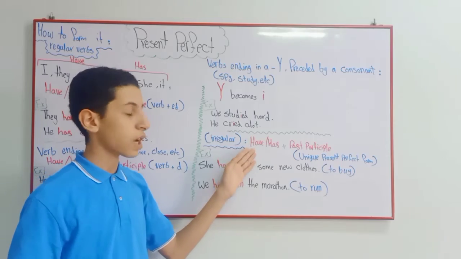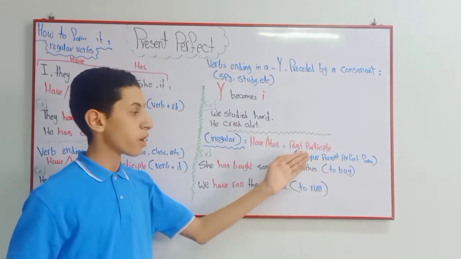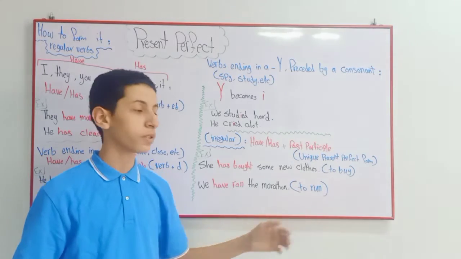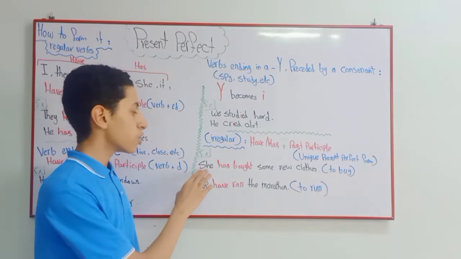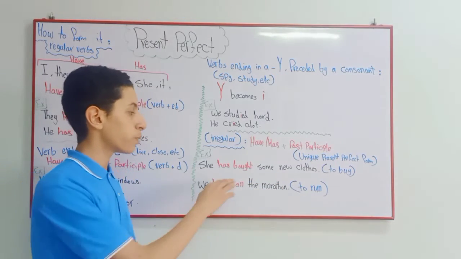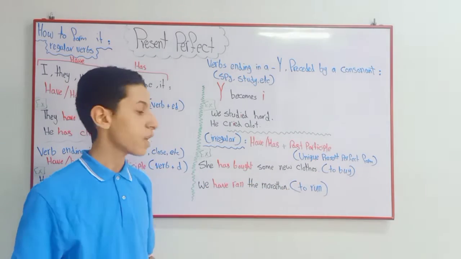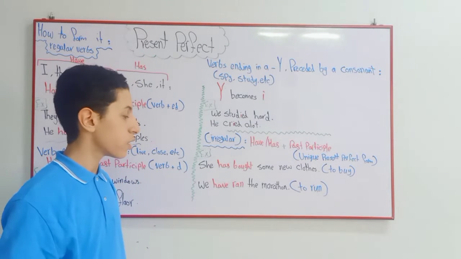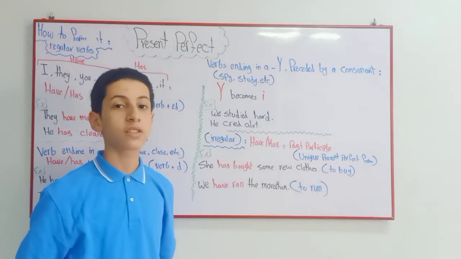Here we put have or has plus the past participle, but here the past participles have unique present perfect forms. For example, she has bought some new clothes. The infinitive form of bought is to buy. And we have run the marathon. The infinitive form of run is to run.